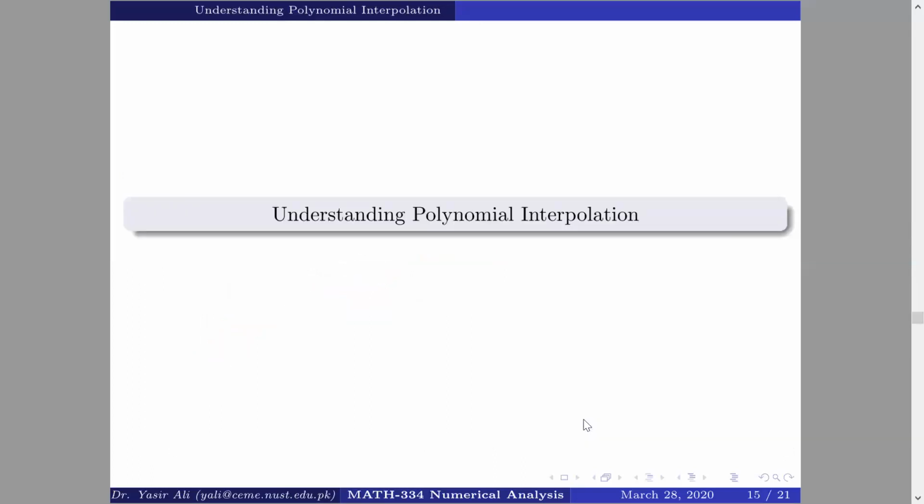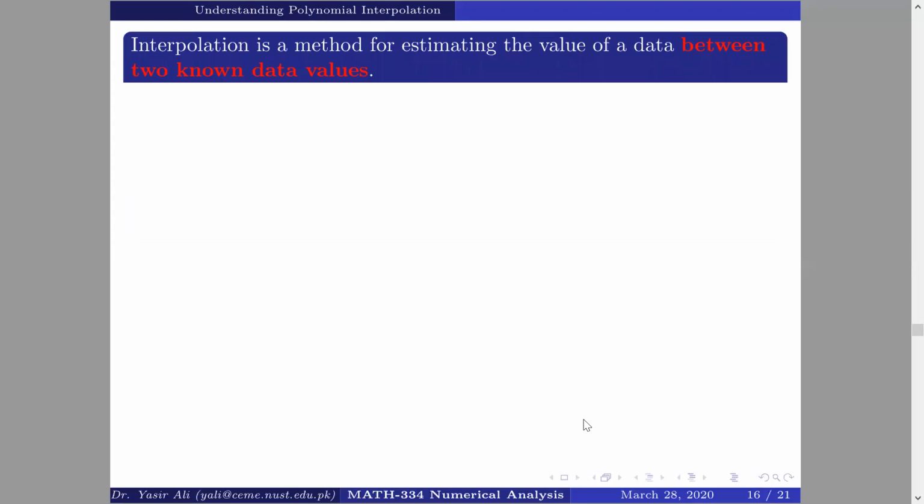Now we will try to understand what polynomial interpolation is. What do we mean by polynomial interpolation? Interpolation is a method to estimate the values of data between two known data values. It means we have knowledge of two values and we want to find the value in between these two values. This is the main objective of interpolation.